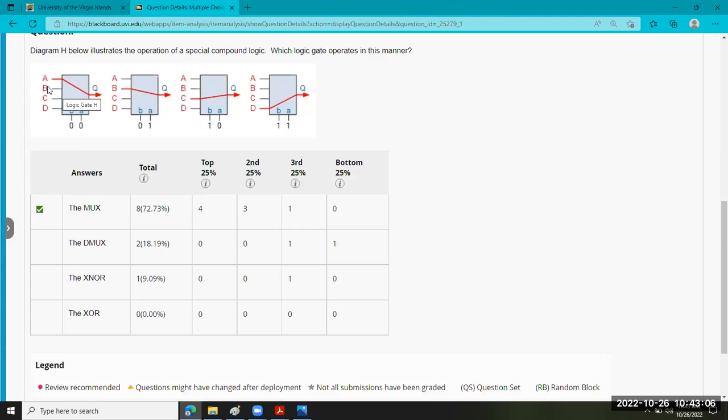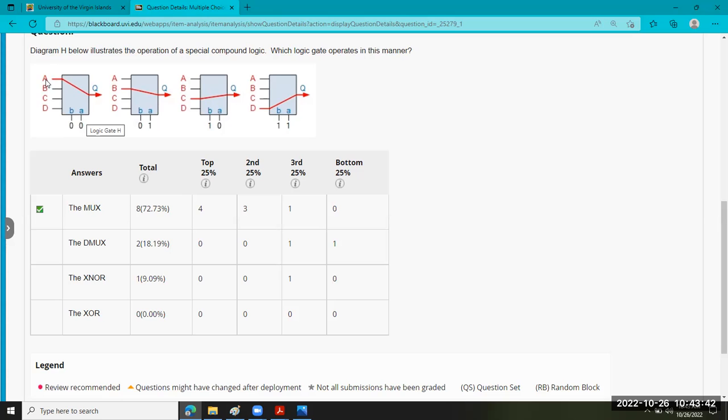All right, so which logic gate operates in this instance? What you see here is a case where A is selected, then B is selected, then C is selected, then D is selected. So your inputs are being selected. Well, that's the behavior of a MUX in so many words. Does everybody see how, in the first case, A is working, then B is working, then C is working, then D is working? And with those different inputs, you see how you get other inputs.